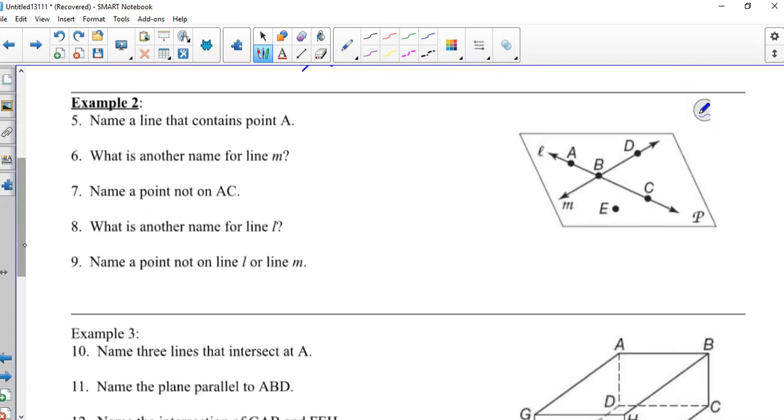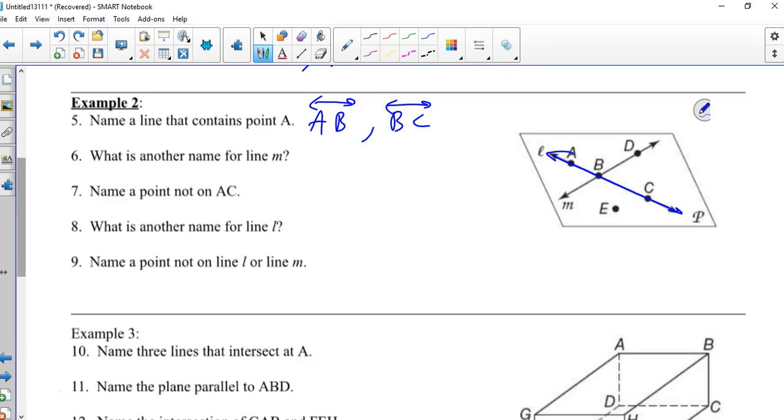Name a line in example 2 that contains point A. Well, there's only one line that contains A, but many names for it. So, line AB. Remember to put the arrows. We could also call it line AC. We could technically call it BC, even though we don't use the letter A in it. That is a line that contains point A.